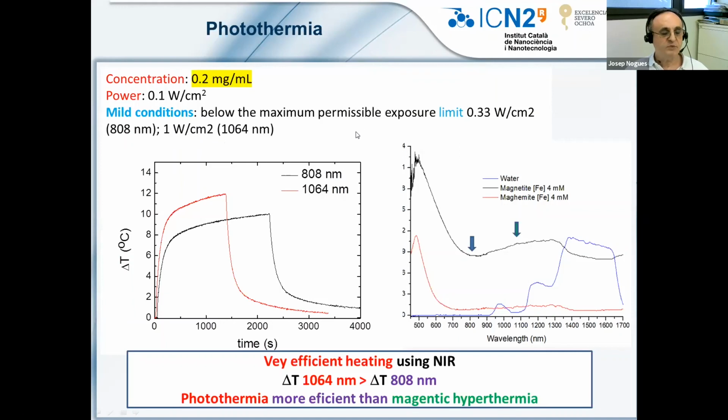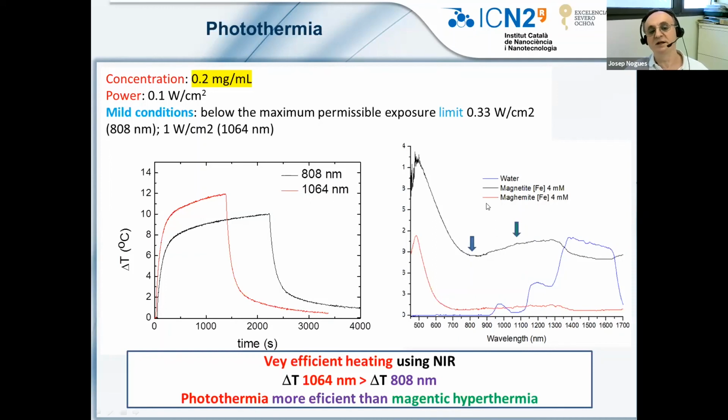And we see an interesting effect. When we use 808, which is the typical wavelength most people use for iron oxide, which is in the first biological window, we do increase the temperature as expected, and when we switch off, it goes down. But when we use 1064, which is in the second biological window, the heating is much better. Then we measured the optical absorption of magnetite, and we saw that magnetite actually has an optical transition at this wavelength, so the absorption increases. So it's more effective to be in the second biological window than in the first.